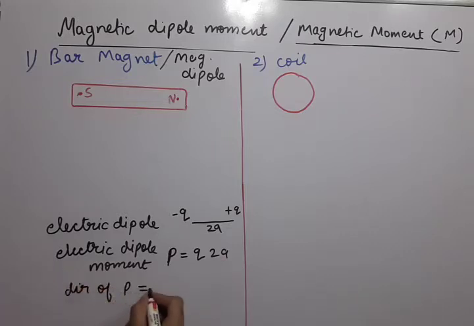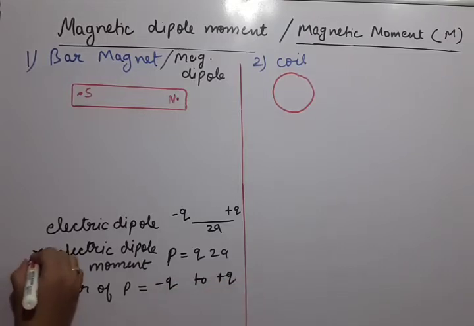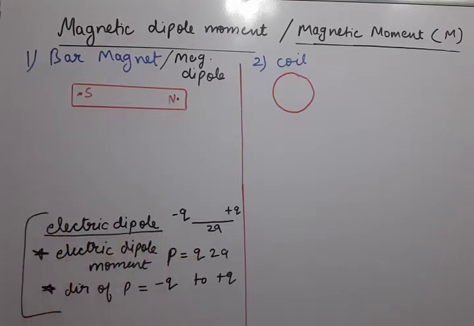And what about the direction of P? Because this P is a vector, the direction of P is always written from minus q to plus q charge. So there are two things about the electric dipole moment: the magnitude is q into 2a and the direction is from minus q to plus q. Here we denote the dipole moment by the symbol capital P.